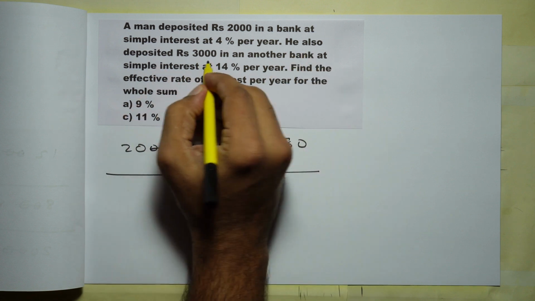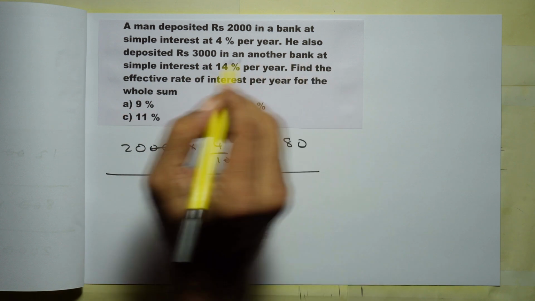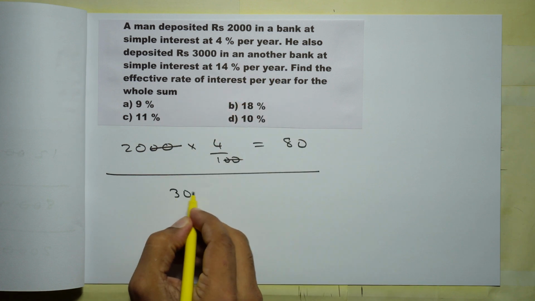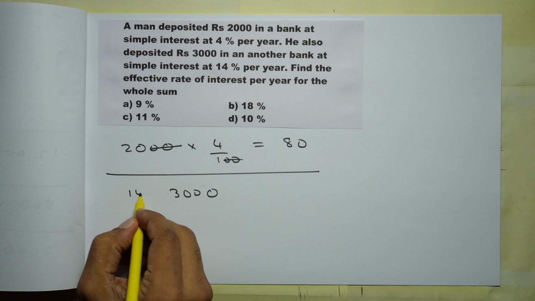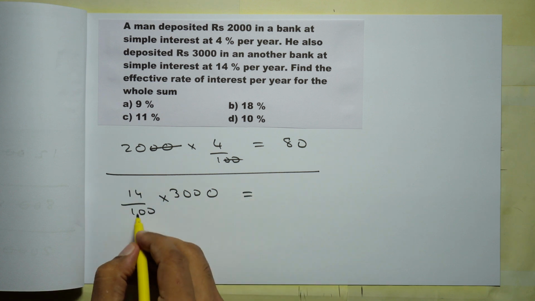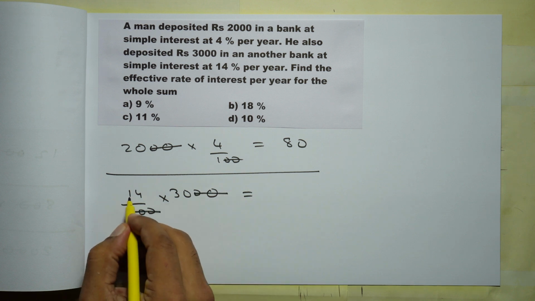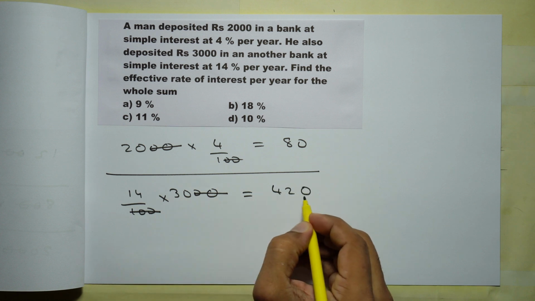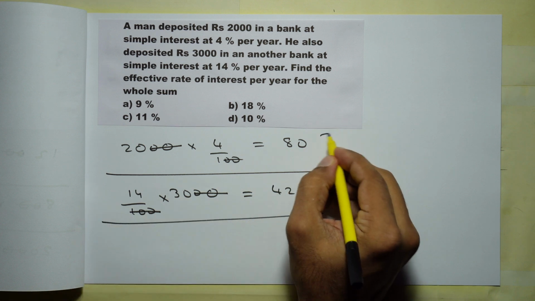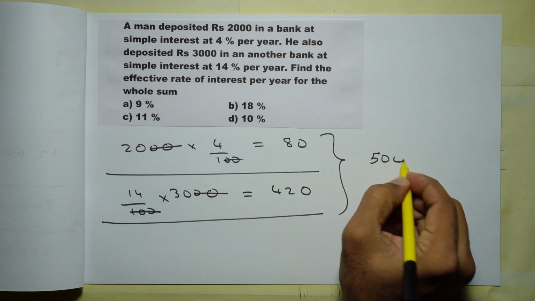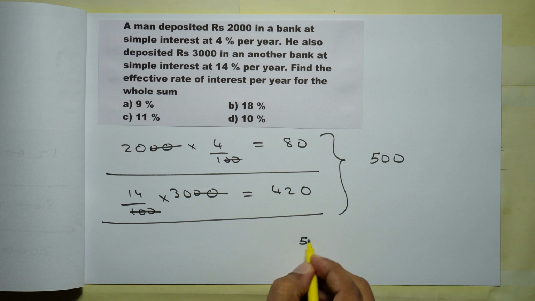He also deposited rupees 3000 in another bank at simple interest at 14% per year. So in the other bank he has deposited 3000 and he will get 14% of that. So we'll just calculate that. I'll cancel out the zeros. So 14 into 3 is 42 and the 0 also, so you'll get it as 420. So altogether what he gets every year is 80 plus 420, that is 500. So what he gets every year is 500. This is what he gets.